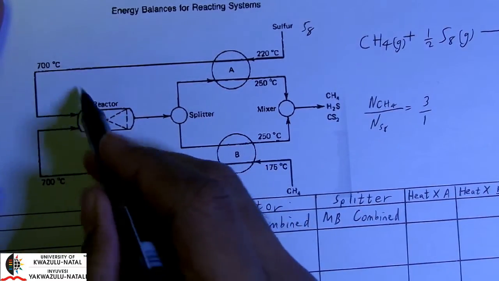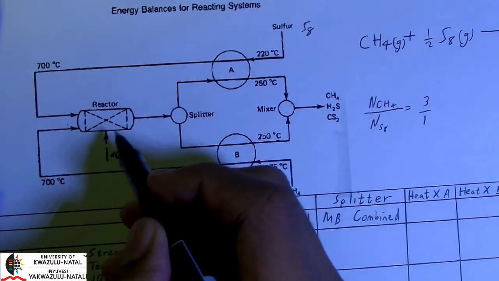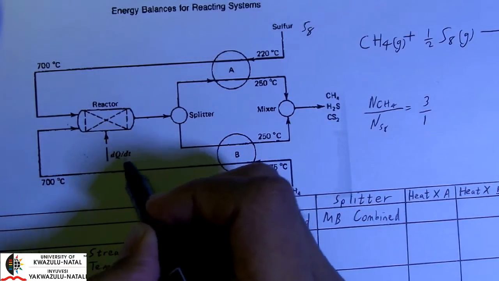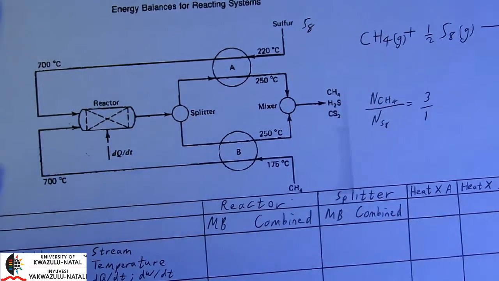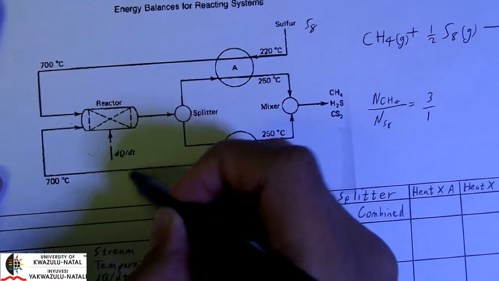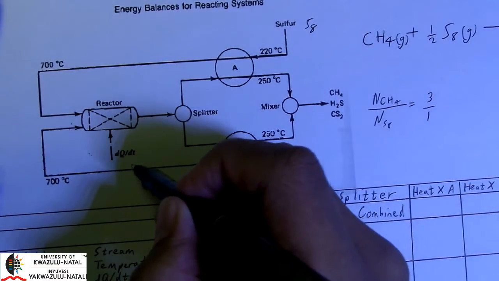Okay, and thereafter, the two components are being fed to a reactor. And there is some heat transfer between this reactor and the surroundings. Either we are adding heat or removing heat. We have yet to find out. But we also do not know what this heat input is. So we don't know the dq/dt at the moment.